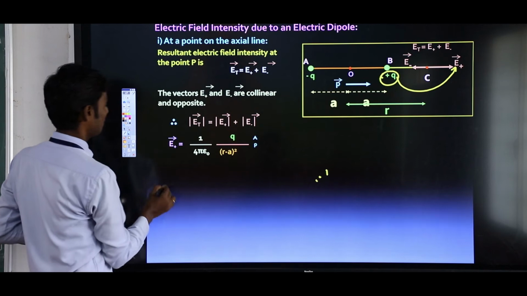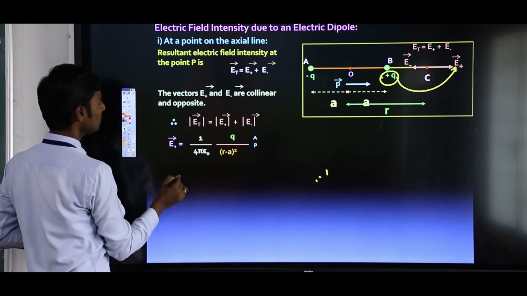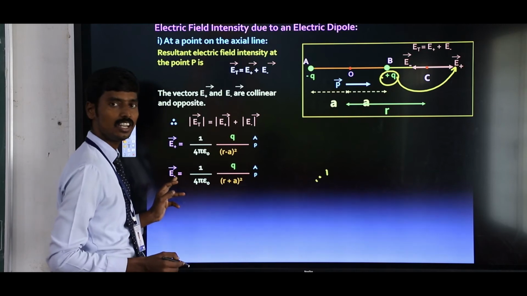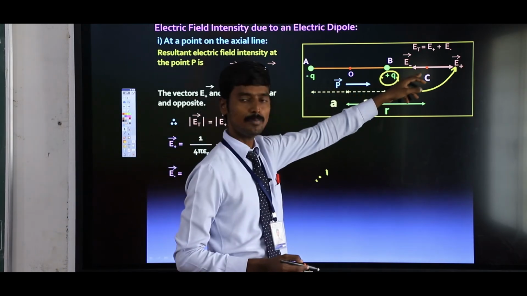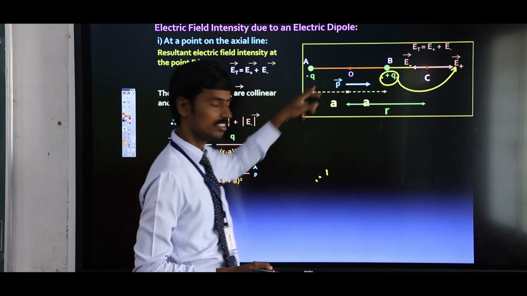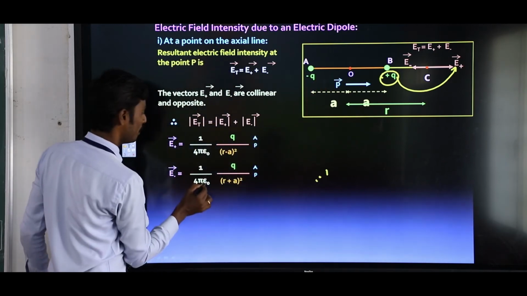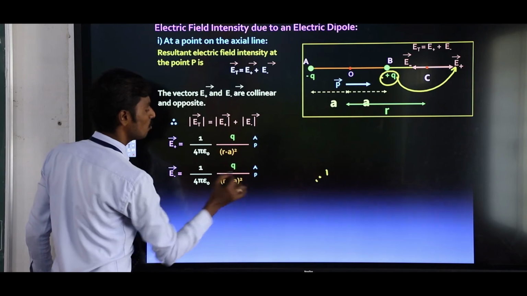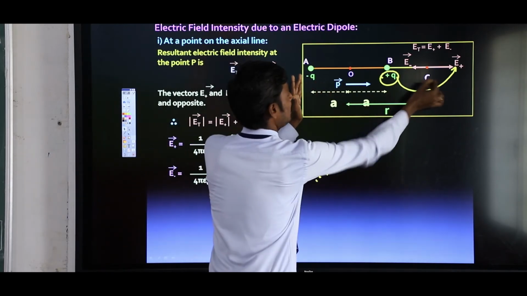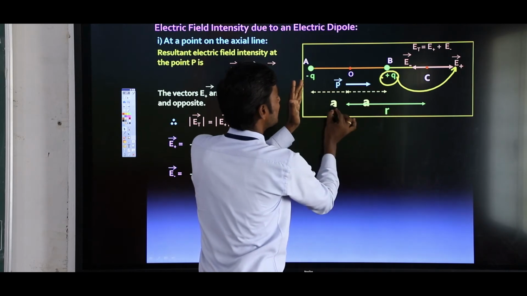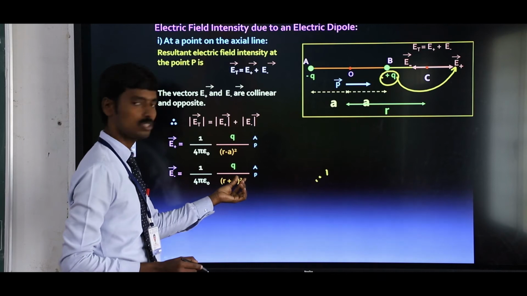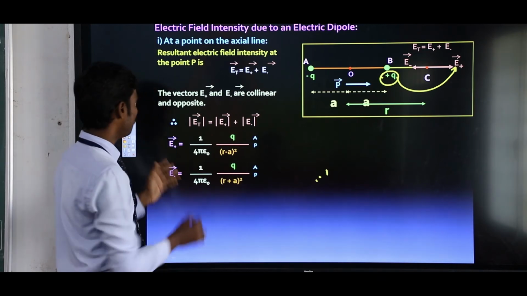The next one: the electric field produced at the point C due to the minus q charge is 1 by 4 pi epsilon naught, q by (r plus a) whole square. We need the distance from minus q to C. Here the distance is r plus a, so (r plus a) whole square. This is our formula. So, first equation.